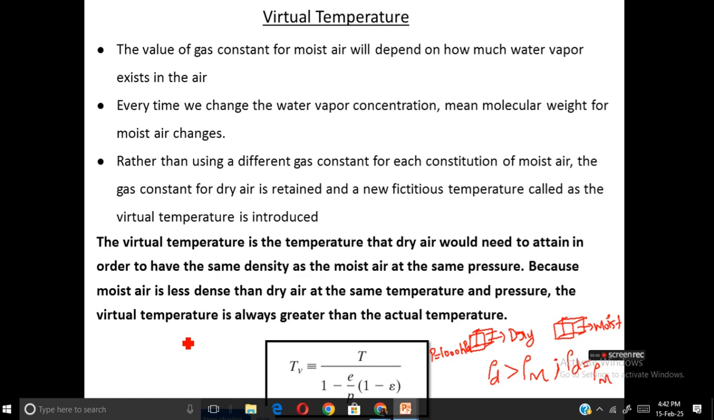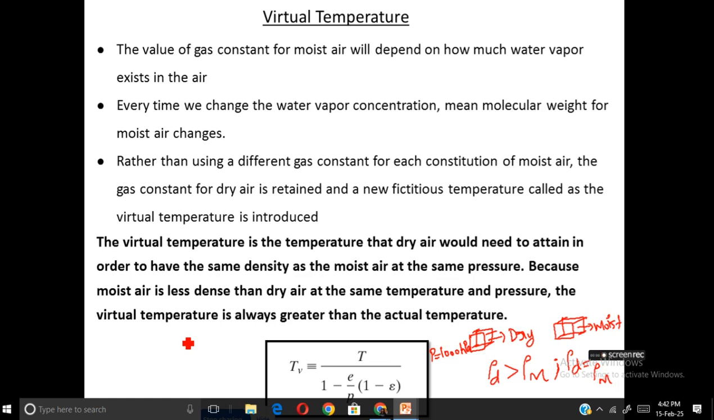As we keep on increasing the temperature of the dry air parcel, at a particular temperature, the density of the dry air parcel and moist air parcel will be similar. That particular temperature is known as the virtual temperature. And this will always be greater than the actual temperature.